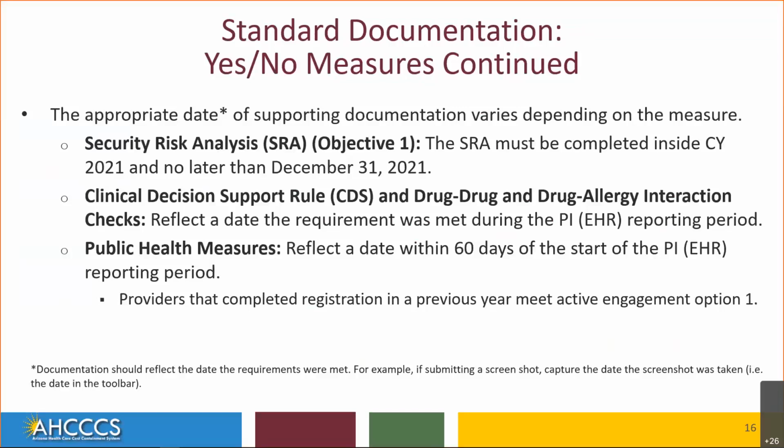For clinical decision support, otherwise known as CDS, and drug-drug and drug allergy interaction checks, it should reflect the date the requirement was met during the PI reporting period. So you have a 90-day PI reporting period. Make sure the documentation you submit supports CDS, drug-drug, and drug allergy interaction checks were turned on during that 90-day period. Then public health measures, it should reflect a date within 60 days of the start of the PI reporting period. Providers that completed registration in a previous year meet active engagement option 1.